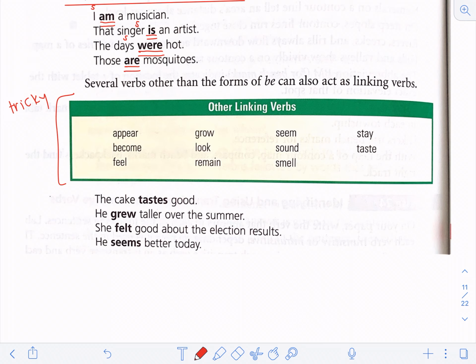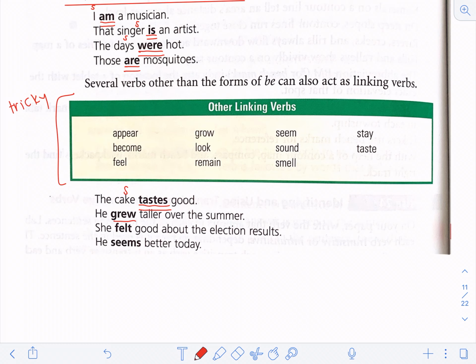A couple samples below. The cake tastes good. That is subject to change. The cake could taste bad if you left it outside of the fridge. So it is a state of being, the state of taste. When you eat a hot tamale, your mouth doesn't taste like hot tamale for the rest of your life. But it is a state of being in the moment at which it happens.